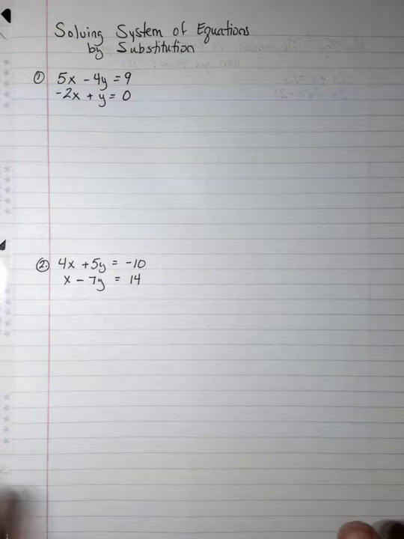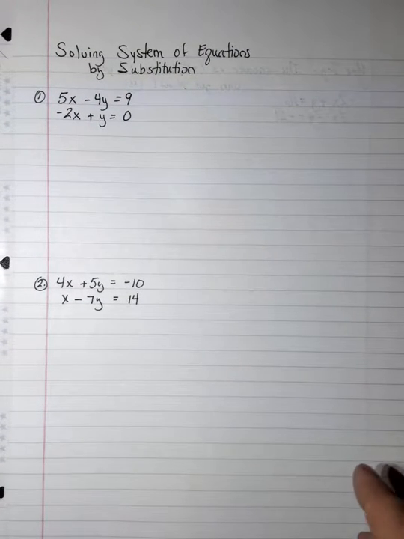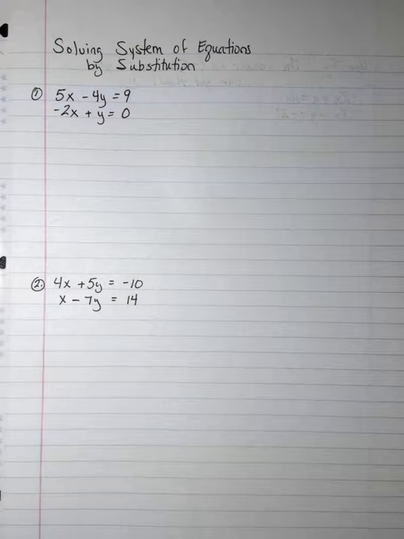Okay, so in this video we're going to take systems of equations and solve by substitution. I'm going to take this first system, 5x minus 4y equals 9, and negative 2x plus y equals 0, and we're going to solve by substitution. We're trying to figure out the point of intersection of these two lines. So we're looking for the ordered pair, the x and the y value, where they would cross if we were to graph these things.